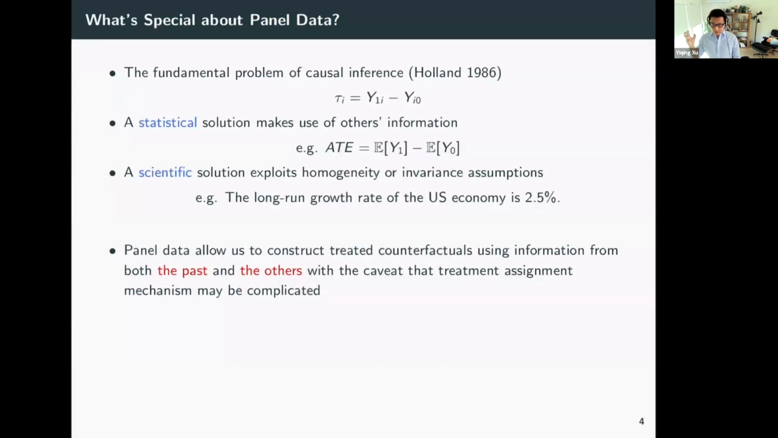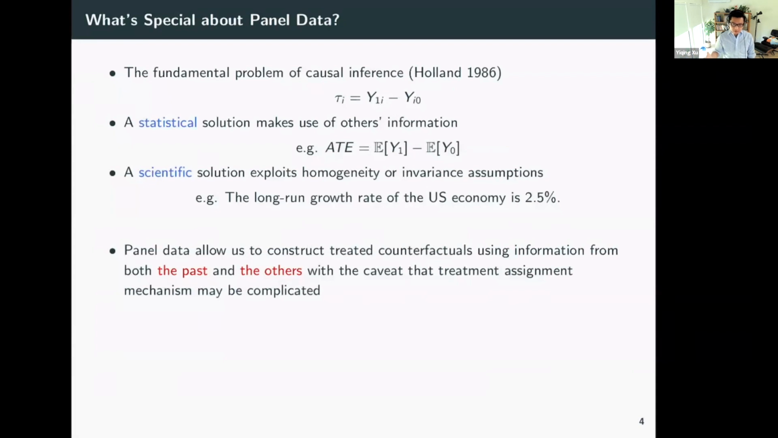DID is both the name of a design and the name of an estimator, right? Literally, it's the name of an estimator, but we also use it to represent a design. But two-way fixed effects is mostly an estimator. It's a machine. It's a function. What design is underlying two-way fixed effects is sometimes unknown.